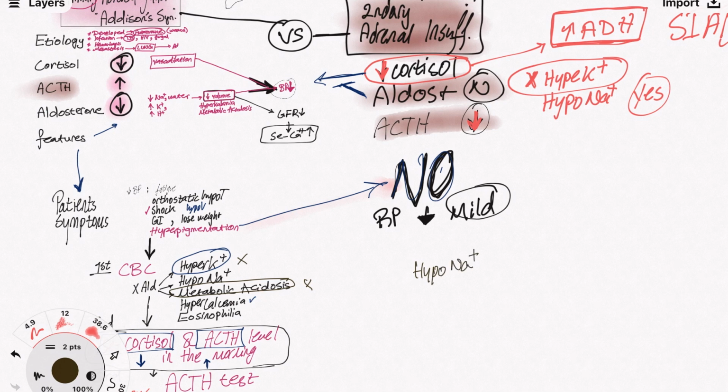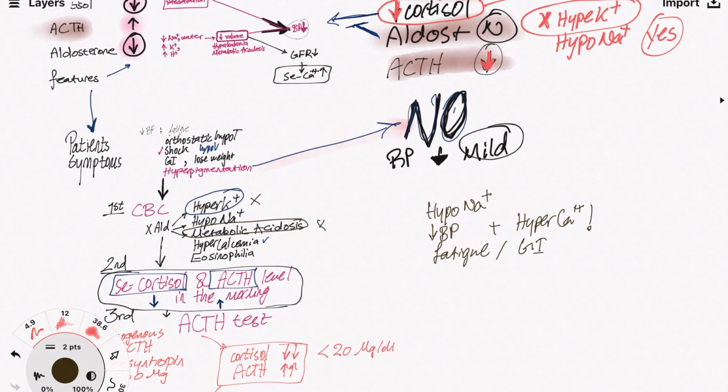hyponatremia probably, and decrease in the blood pressure, plus general symptoms like what? Probably hypercalcemia can develop due to the decrease in the vascular tone. So this is maybe not. And some general symptoms like fatigue and symptoms of GI disturbances, right? So would they have hyperpigmentation? Definitely not. So the big no here, right?